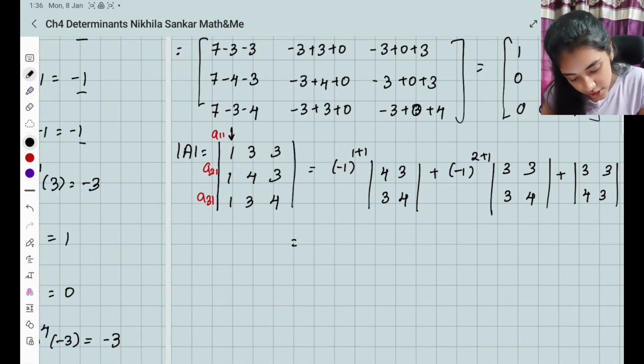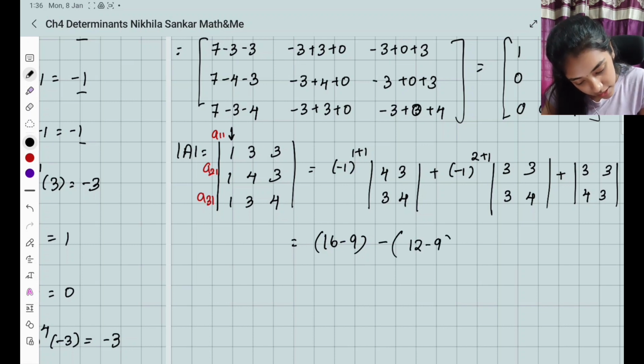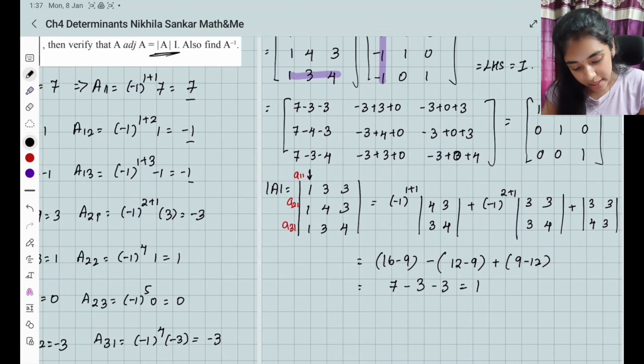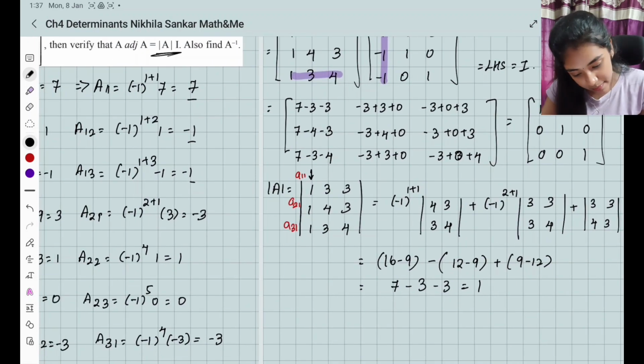So you must know all this. So this is going to be 4 4s are 16 minus 9, then minus 3 4s are 12 minus 9, plus 3 3s are 9 minus 12. So this is going to be 16 minus 9 is 7, minus 12 minus 9 is going to be 3, then 9 minus 12 is again going to be 3. So this is going to be 1 again. So 1 times the identity matrix. 1 times this is determinant A.